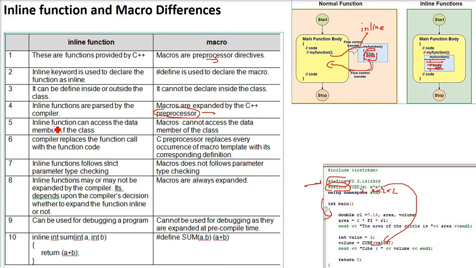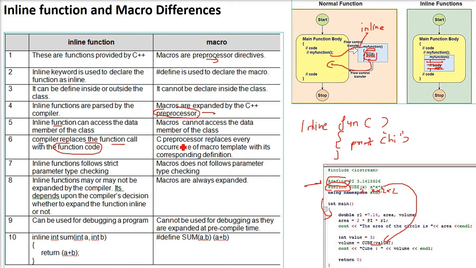An inline function is just a normal function. It can access the data members of the class. For example, you have a function, say print, with any code; I'm giving an example in C. You say print hi. This will work as a normal function. You make it inline, so whenever you call this function, this print hi will be embedded here. It's just a normal function that can access the data members of the class. Macros cannot access the data members of the class.